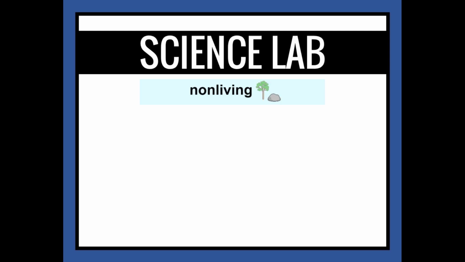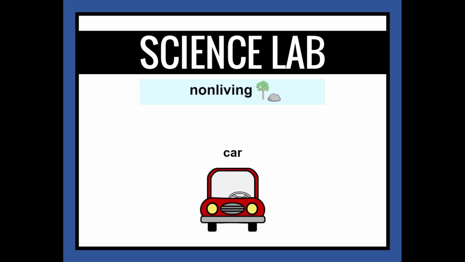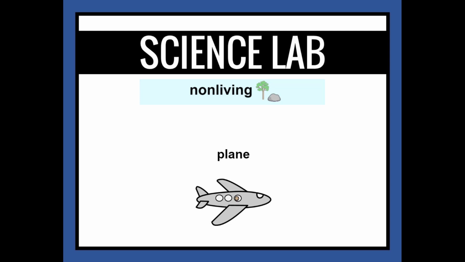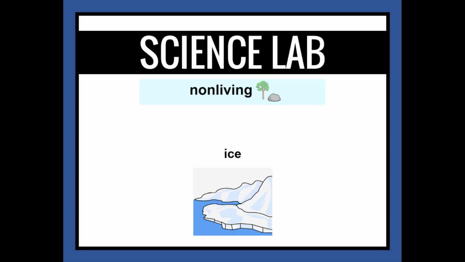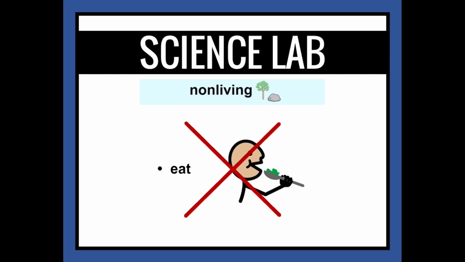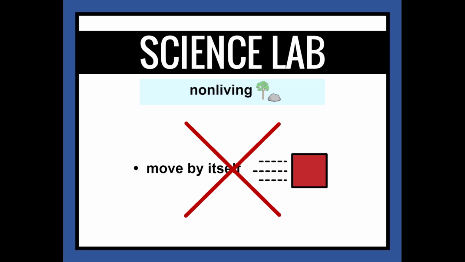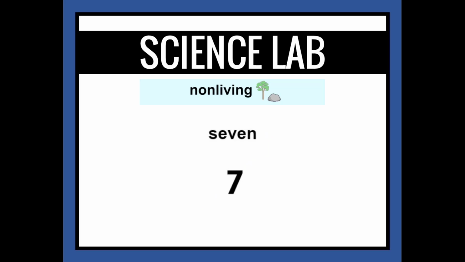These are all our non-living items. A rock, a lake, a car, a plane, a tornado, a computer, and ice. None of these items can breathe, eat, grow, move by itself, or reproduce. There are 7 items on this list.